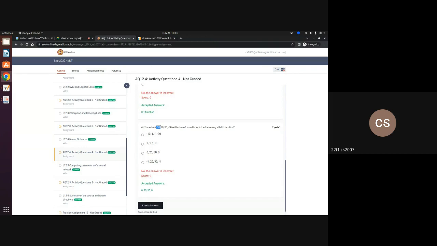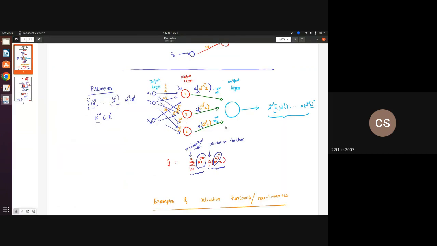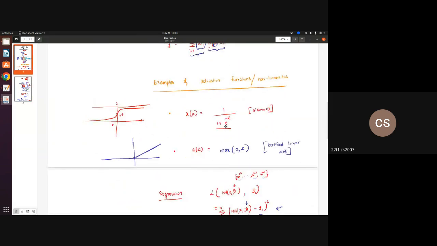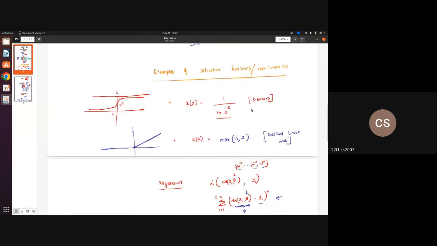These values will be transformed to which values using the ReLU function, which is rectified linear unit? What is rectified linear unit? There are several activation functions that we can use. What are activation functions? Activation functions simply transform the values produced by a model to some other range. We can decide which range we want the values to be transformed to, and accordingly we can choose different activation functions.